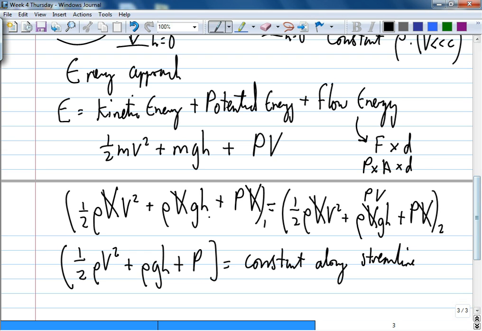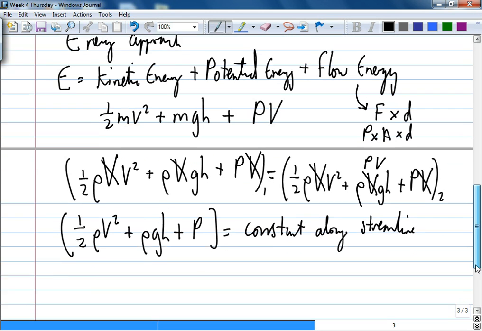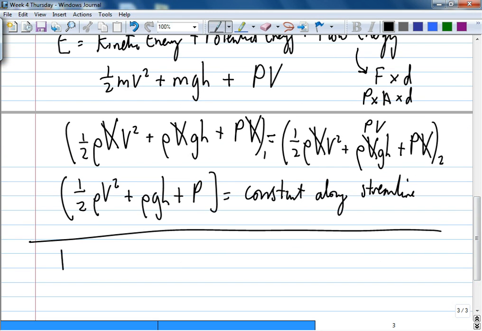I can divide by volume on both sides. So all this is energy per unit volume. This is the kinetic energy per unit volume, potential energy per unit volume, and flow energy per unit volume. Okay? If you don't like this energy approach, an alternative is the dynamic approach.